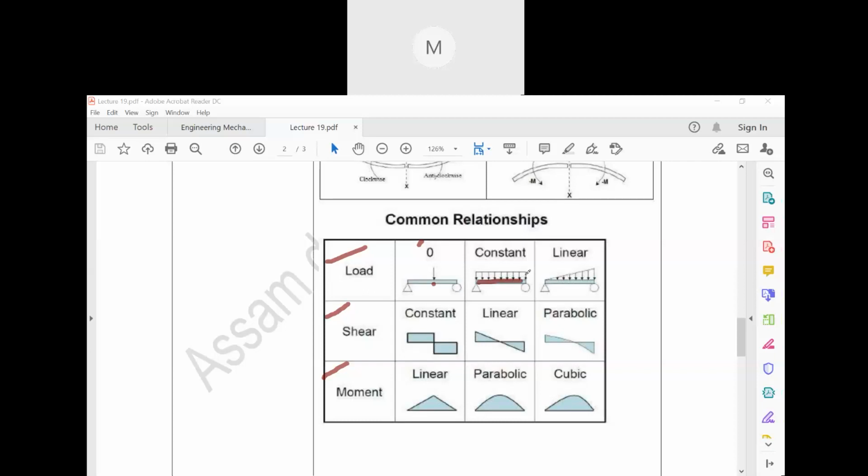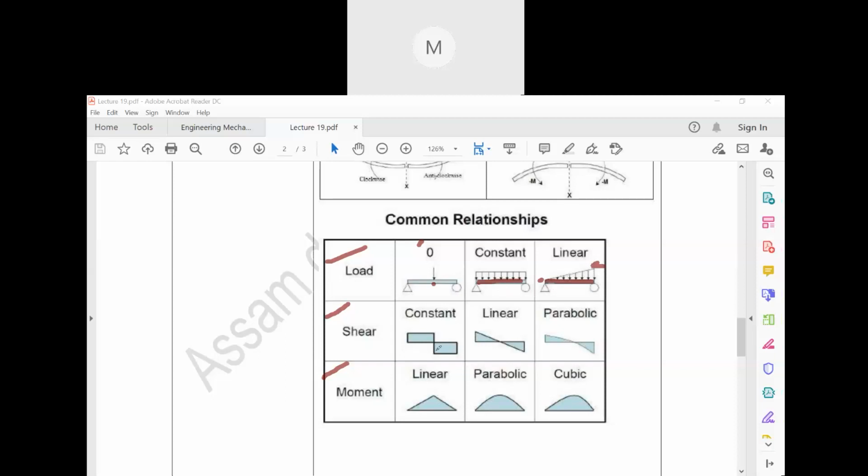Then it comes to uniformly varying load. If you see here, at this end the load is 0 and it goes on eventually increasing, and at this point it is maximum. So this is called uniformly varying load.